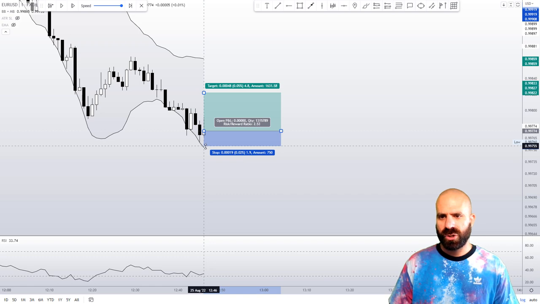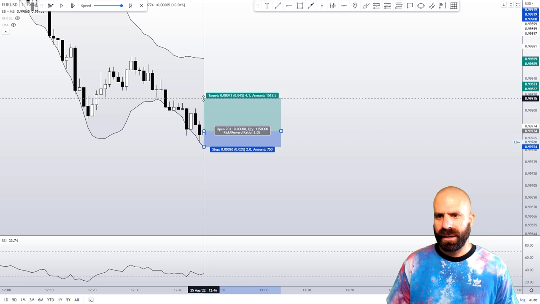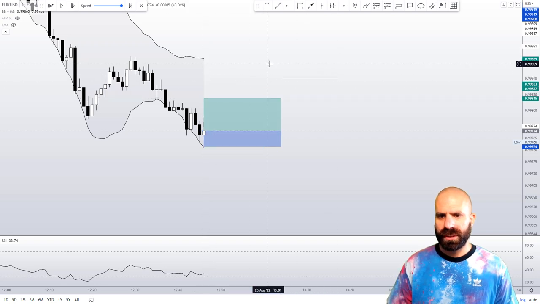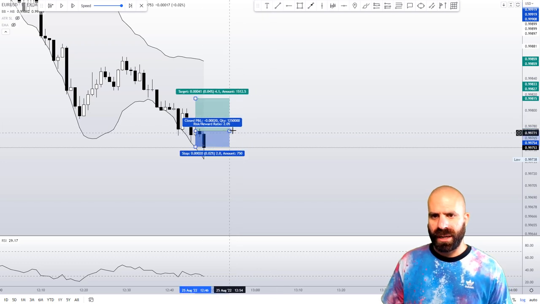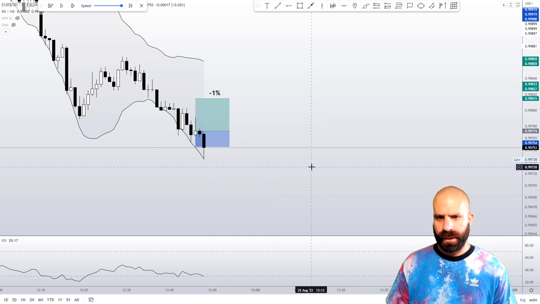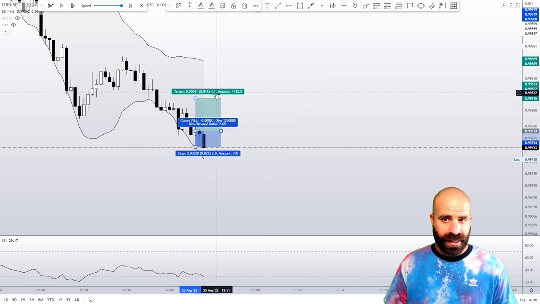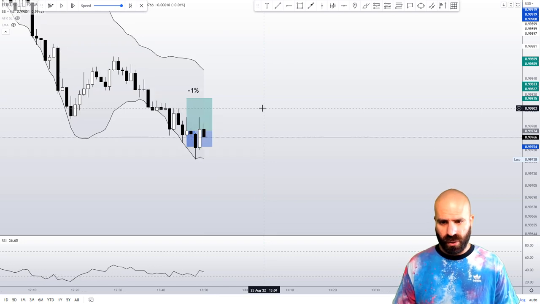This is a very small stop loss. I will be going for a 2 pip stop loss, and I will be targeting a 2-to-1 risk to reward. Leave it like that, it's fine. And we have a loss. So we have a minus 1% right here. And this is a losing streak, as you can see right here, but we will have to keep going on.